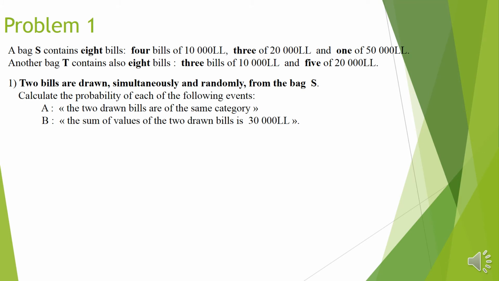Calculate the probabilities of the following events. We need to find the probability of A and the probability of B. What is A? The 2 drawn bills are of the same category. That means both of them must be of the same kind. I can't say the first is 10,000 and the second 20,000. Both of them must be 10,000, both of them 20,000, or both 50,000. Look at 50,000: there is only one.